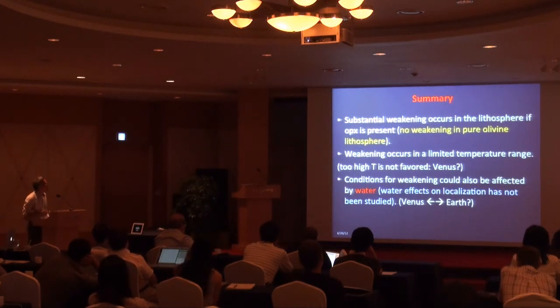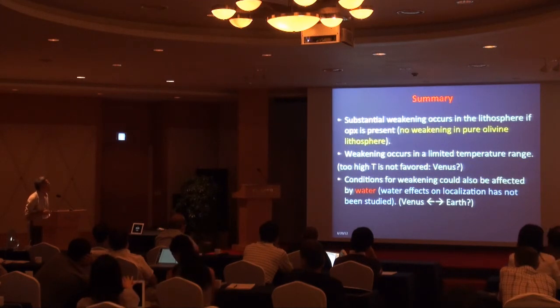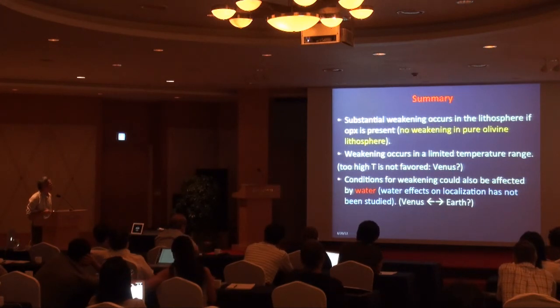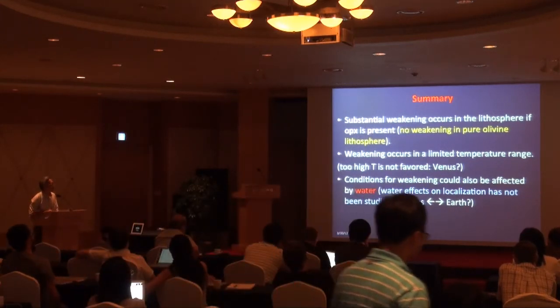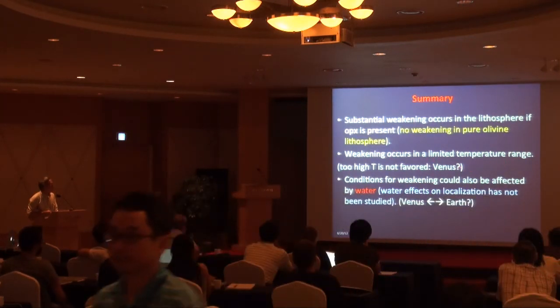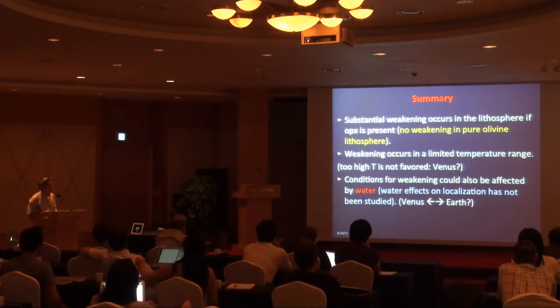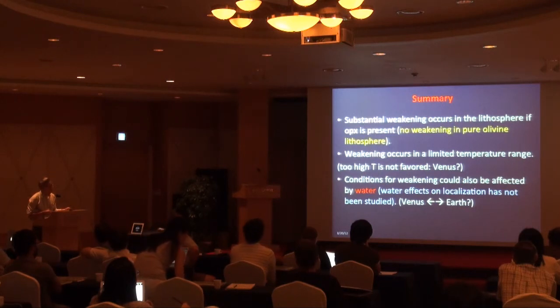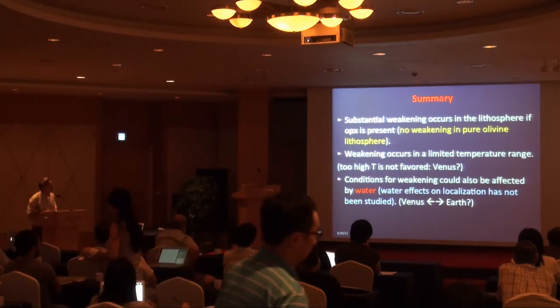To summarize, based on laboratory experiments, we showed that substantial weakening occurs in the lithosphere if orthopyroxene is present. In contrast, if the lithosphere were made of pure olivine, no substantial weakening occurs, and then you cannot explain plate tectonics. Another important result from our laboratory experiment is that weakening by this mechanism occurs in a temperature window. If the temperature is too high, dislocation creep dominates over diffusion creep, and therefore weakening doesn't occur.